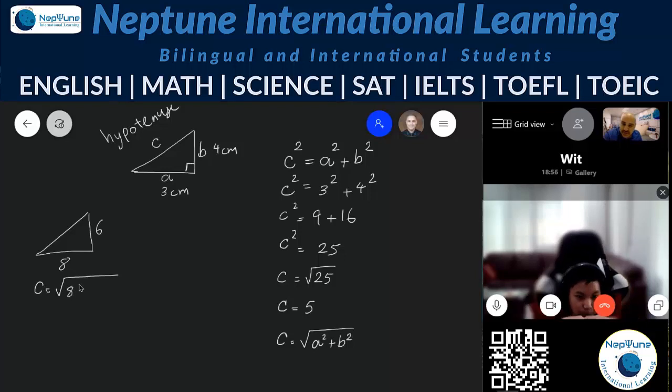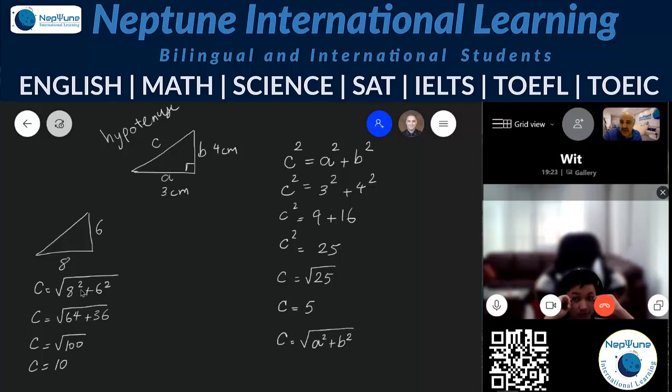64 plus 36. That is 100. 64 plus 36 equals 100. And what is root of 100? 15. No, it's 24. No, it's... No. What number times itself is 100? 10. What? 10, very good. 10.